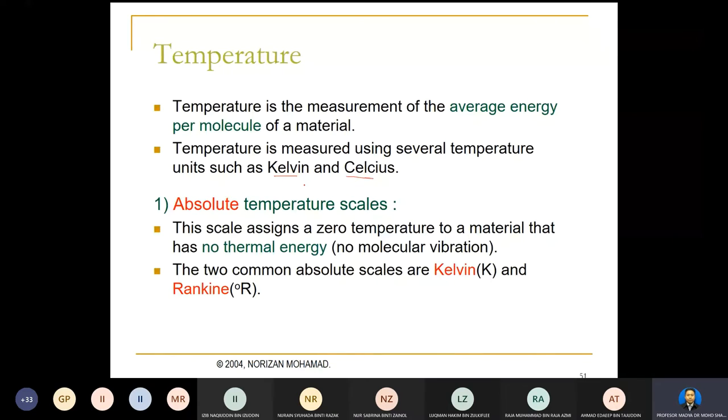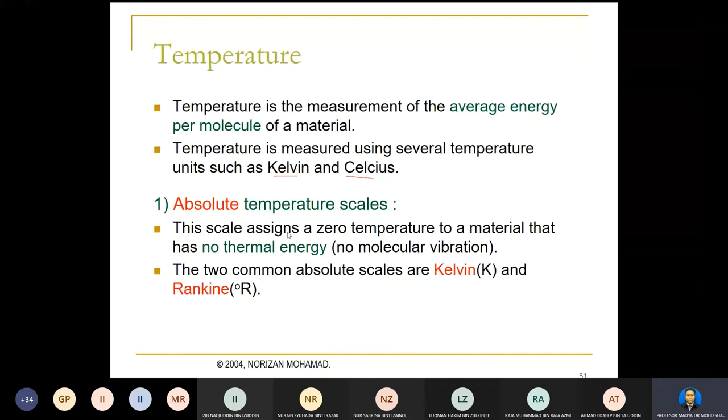Actually, sometimes it depends on the type of temperature sensor. Some temperature sensors use Kelvin as their unit, so we have to follow. This means we have to convert. For example, to suit our country, we have to convert into Celsius. There is a formula from Celsius to Kelvin or Kelvin to Celsius. Alright, so we go to the absolute temperature scale. This scale assigns zero temperature to a material that has no thermal energy, no molecule vibration.